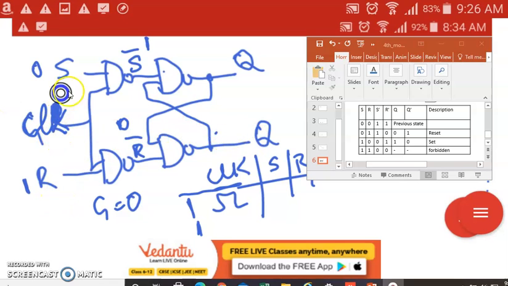When G is 0, there is no change across the flip-flop. Similarly, when clock is 0, no change across the flip-flop. When clock is 1, we're going to get the output across the flip-flop. I can represent the clock either as 1, 1 or as a clock input signal. I can write it in any way. This is your clocked SR flip-flop. The earlier one is a latch. Now we call this a flip-flop.